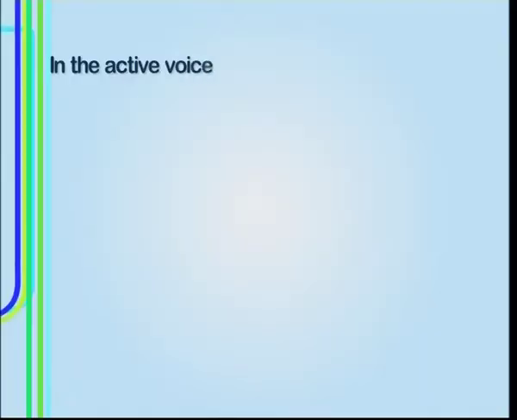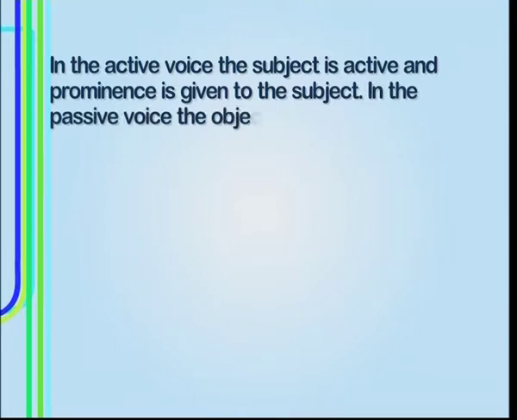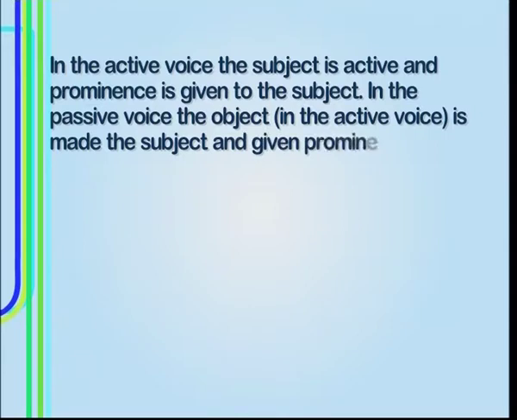Voice is that form of a verb which tells whether the subject does something or something is done to the subject. A verb is in the active voice when its form tells us that the subject does the action. It is in the passive voice when its form tells us that the action of the verb is done to the subject. In the active voice, the subject is active and the prominence is given to the subject. In the passive voice, the object in the active voice is made the subject and given prominence.